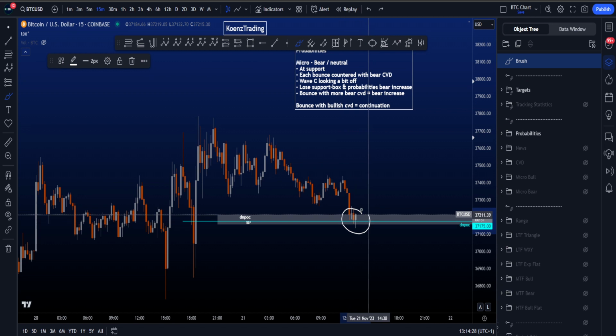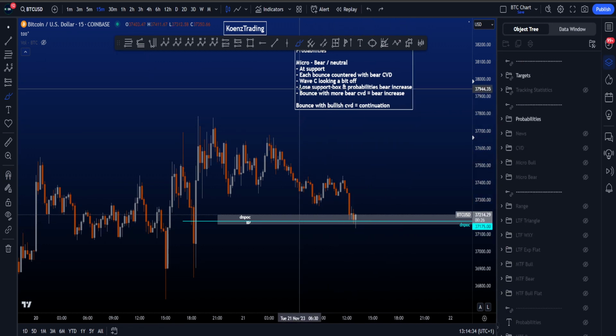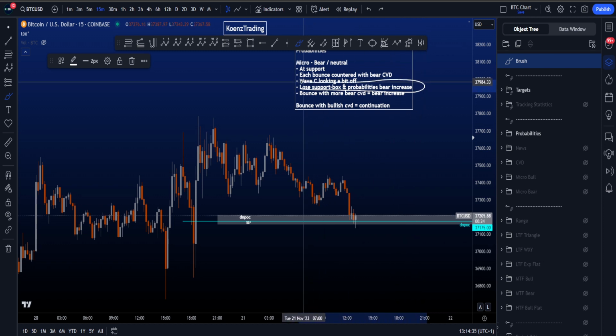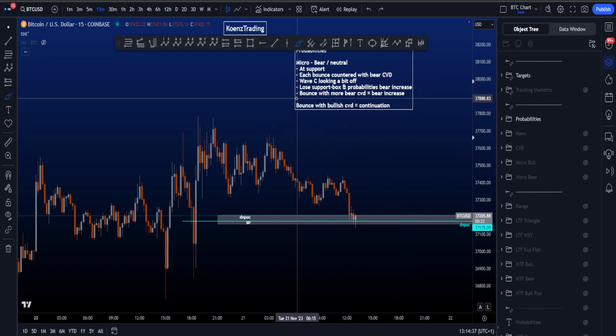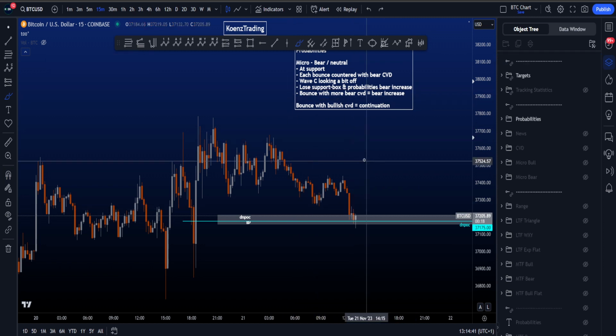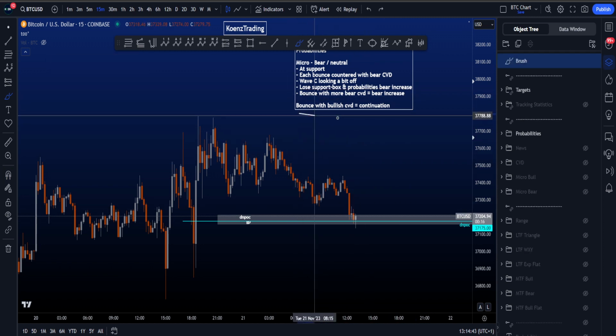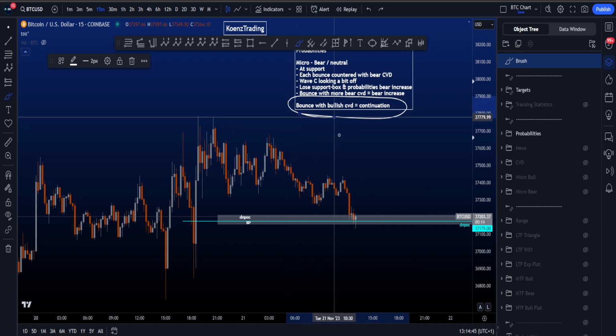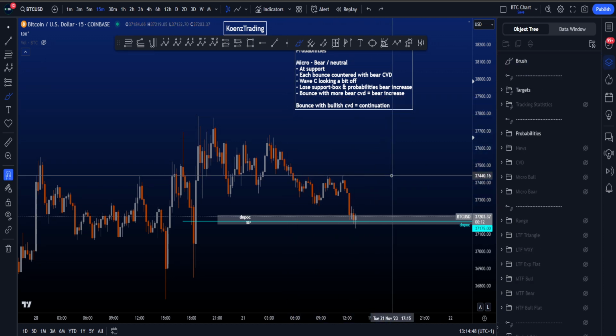For a wave C, this is where you want to see the bounce and you want to see a move to the upside. Losing the support box, probabilities for the bearish scenario increase, and if you have a bounce with more bearish CVD divergences, the bearish scenario also increases. Bounce with bullish CVD divergences, and we could be looking for continuation to the upside.